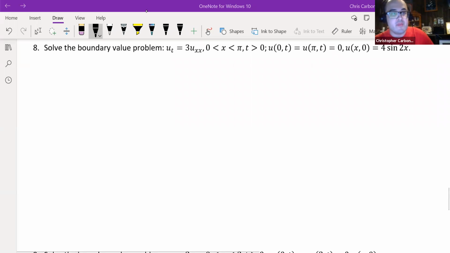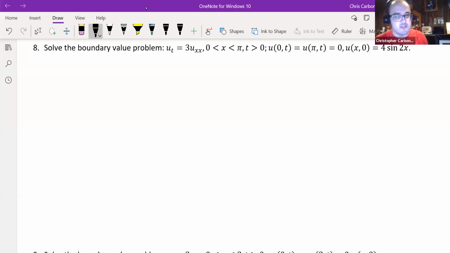Question number 8. We have to solve the boundary value problem u sub t equals 3 times u sub xx, where x is between 0 and pi, t is greater than 0, u of 0 comma t equals u of pi comma t, which is 0, and u of x comma 0 is equal to 4 times the sine of 2x.